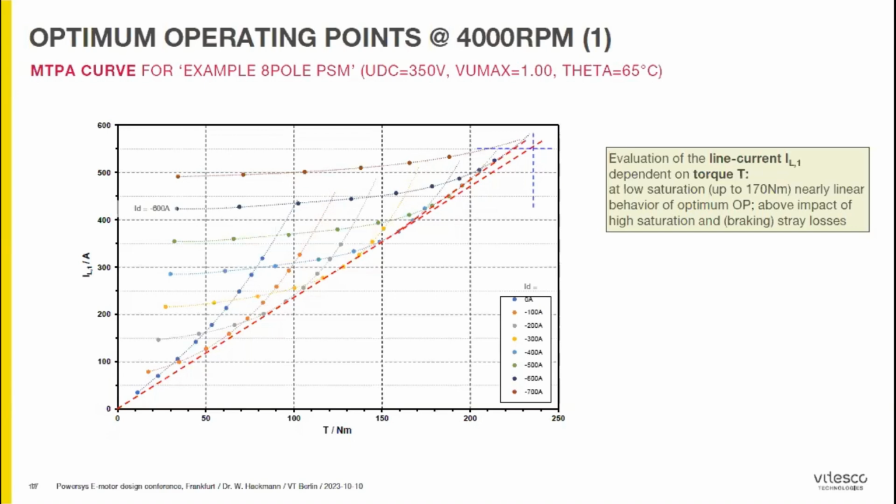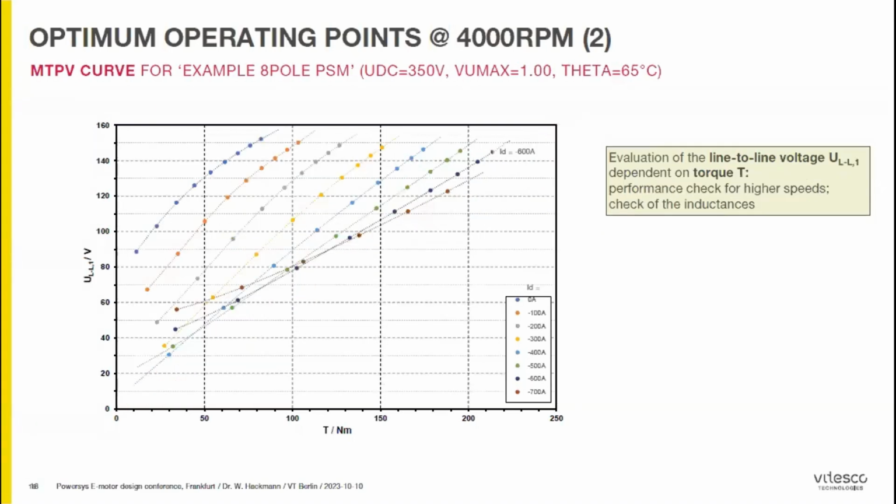These are exactly the numbers. And then I have here ID minus 500, ID minus 400, and so on. And putting these curves together, you see there is a clear optimum. In the low torque range it's nearly linear, and then in the upper torque range you see saturation and you see additional losses in the rotor. So this is the first topic regarding torque generation.